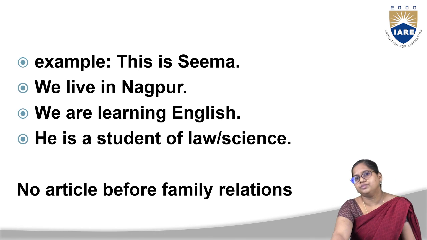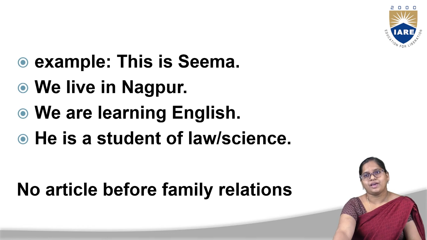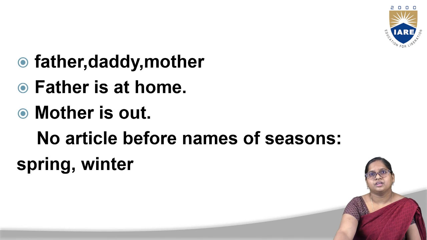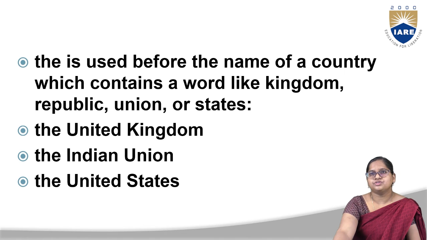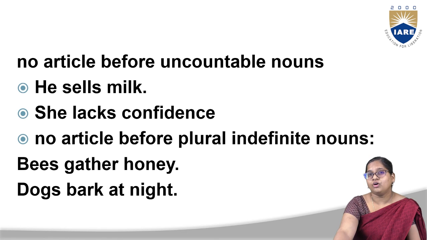So no article before family relations also. Not the father, the daddy, the mother. No, you don't say that. Father is at home. Mother is out. So you omit the article. The is used before the names of some countries, for example, as exceptions: the United Kingdom, the Indian Union, the United States. Again, no article before uncountable nouns.